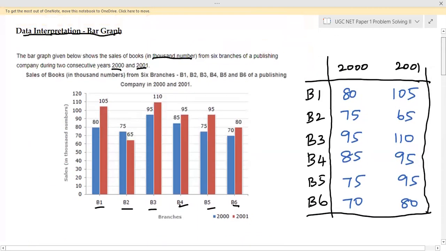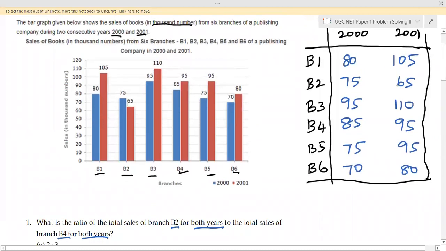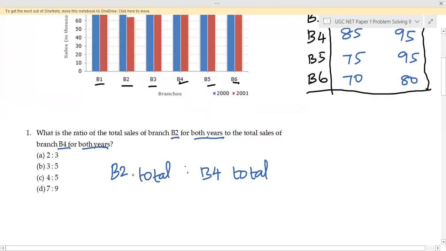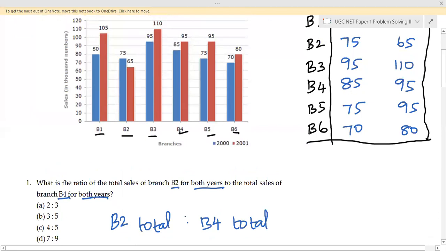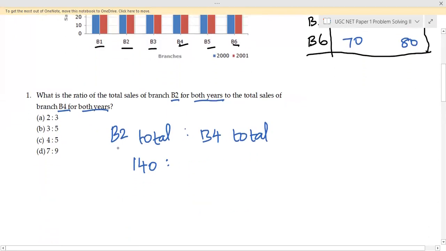B2's total, we'll collect from the table itself. For B2, for the 2 years, we have the numbers very clearly, already recorded in the table: 75 and 65. So 75 plus 65 will be 140. So 140 is to, and what about B4's total? I'm slightly moving it up. For B4, we have the numbers 85 and 95. So 85 plus 95 would give you 180. So our ratio would be 140 is to 180.